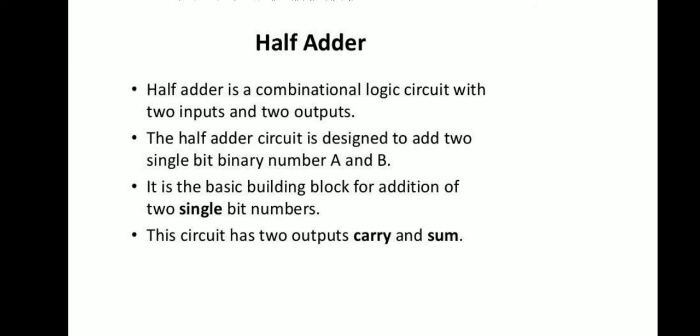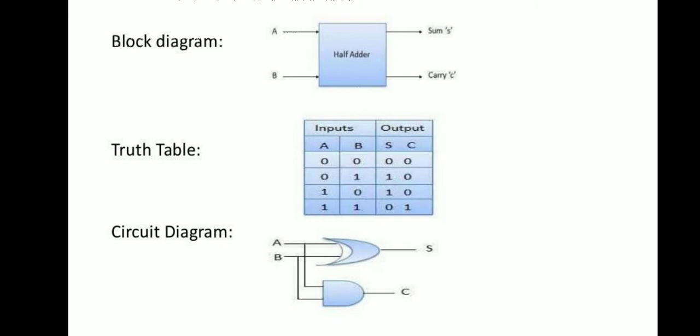Half adder. A half adder is a combinational logic circuit with two inputs and two outputs. The half adder circuit is designed to add two single bit binary numbers A and B, which gives output in the form of carry and sum. Here the figure shows the block diagram, truth table and logic circuit of the half adder.